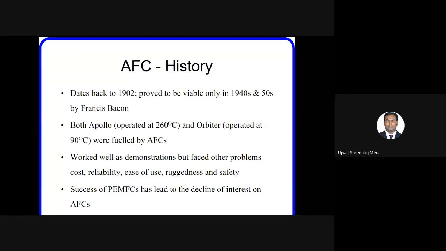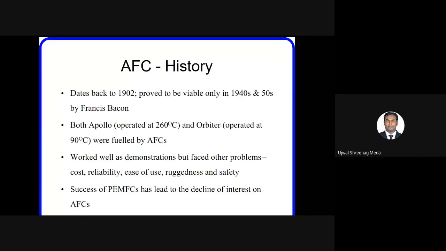the US government decided to use the alkaline fuel cell to power the first mission to the moon, that is, the Apollo spacecraft was powered by alkaline fuel cells. It was not only powering the spacecraft, the potable water requirement on board was mostly fulfilled by the water that was generated from this alkaline fuel cell. So that was the first large-scale application of alkaline fuel cell. The Apollo spacecraft, which carried man to the moon, was powered by alkaline fuel cell.